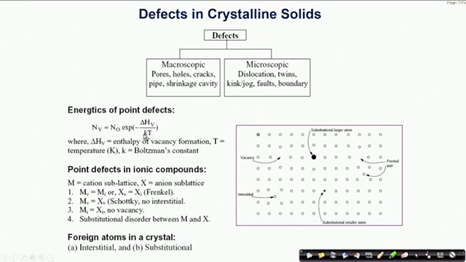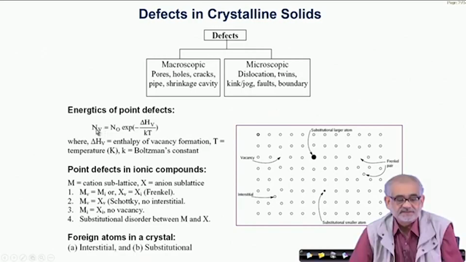So when you have these vacant sites, for example, in a given lattice, if you have n0 lattice sites and a fraction of them is found vacant, then the number of vacancies that you can find in a given lattice will be dictated by an Arrhenius relationship, where delta Hv is the enthalpy of vacancy formation, K is the Boltzmann constant, and T is temperature.